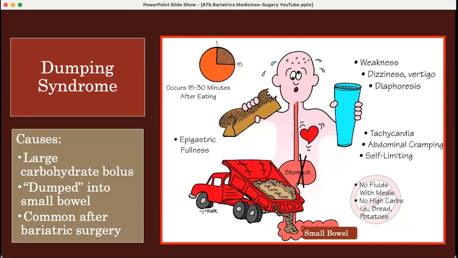This is called dumping syndrome. And now you can have dumping syndrome without gastric bypass surgery, as it gets dumped into the duodenum. But in gastric bypass surgery, it's being dumped into the jejunum. It's very common after bariatric surgery. So patients and caregivers need to know what's going on and the physiology behind this.